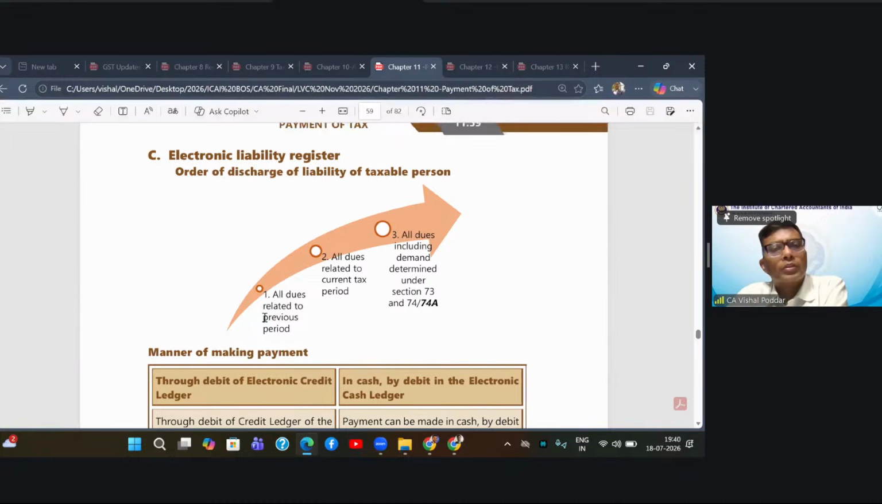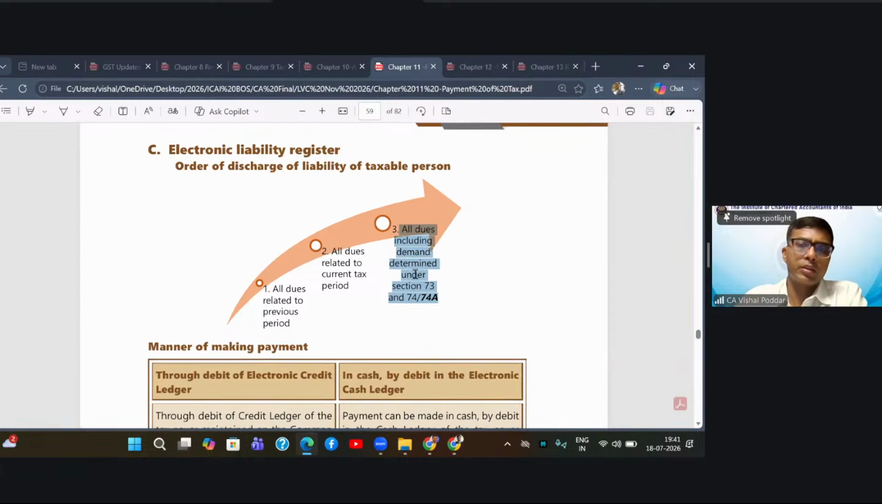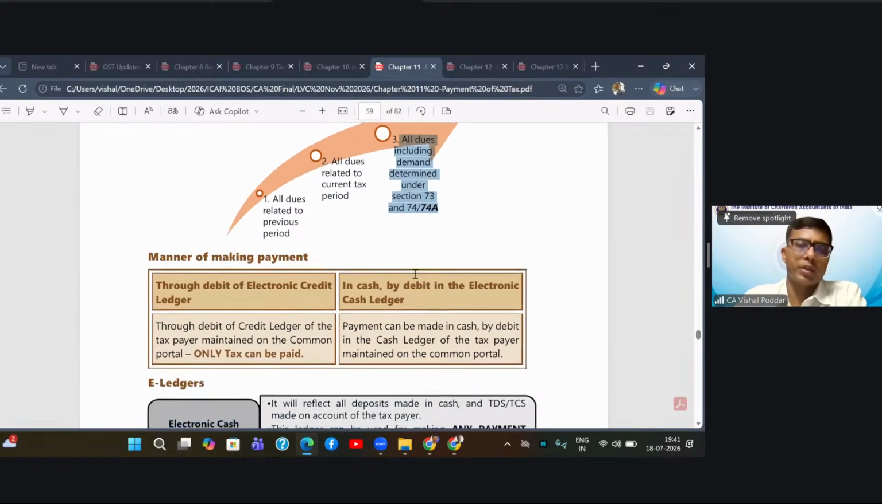Within that, you have to first clear your past liabilities. So if you have any pending tax of last month, last to last month, you have to first clear them in sequence. Thereafter, you will discharge again your self-assessed liability of the current month. And finally, when you have discharged your entire self-assessed liability, then you will proceed to discharge the liability which the department or the officer has determined. So first you discharge your liability of past periods, then your liability of current periods, meaning the liability which you have assessed, calculated, shown and claimed in your return. And then last comes the liability which the officer has determined.